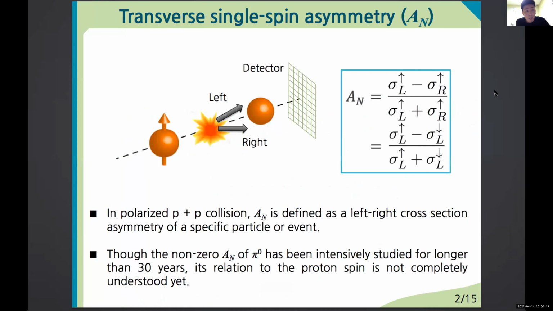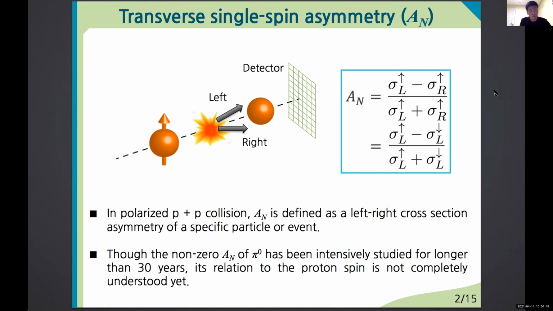As was well explained by previous speakers, the A_N is defined as a left-right cross-section asymmetry of a specific particle or event. About the π0, though the non-zero A_N of it has been intensively studied for longer than 30 years, its relation to the proton spin is not completely understood yet. In this talk, I will discuss this issue from the viewpoint of the diffractive and non-diffractive processes.